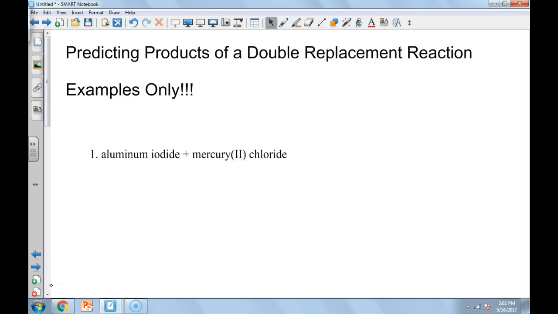Hey everybody, let's spend a little bit of time predicting the products of a double replacement reaction. I would say most of this intro chemistry reaction stuff is going to be double replacement or maybe even single replacement reactions. So let's talk about how to predict the products.